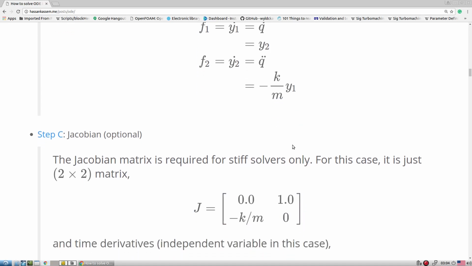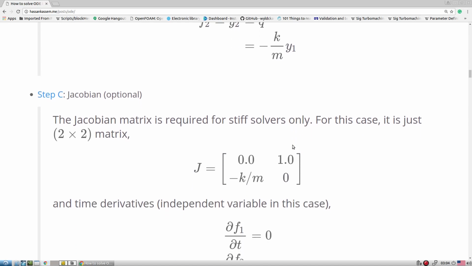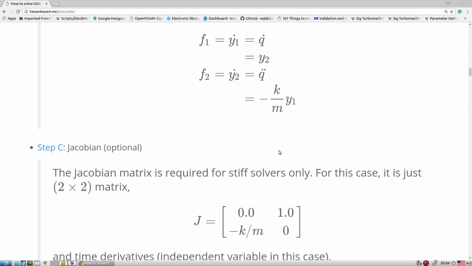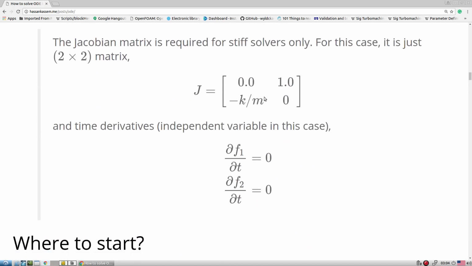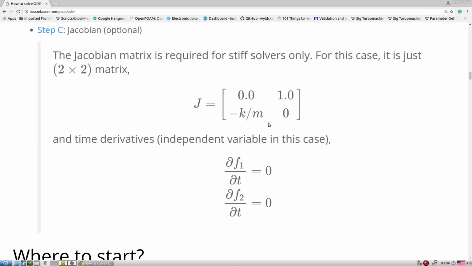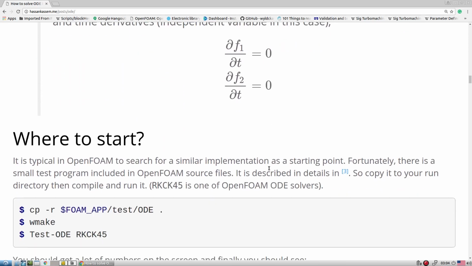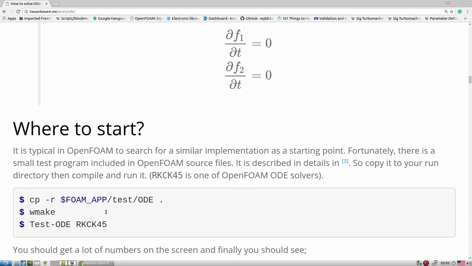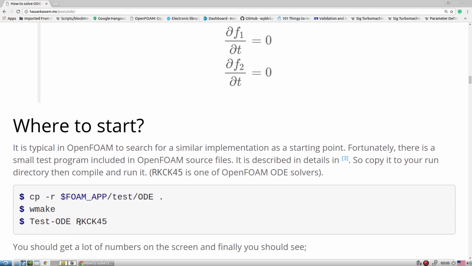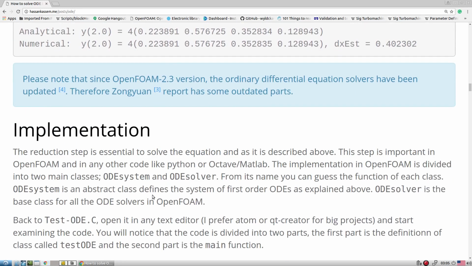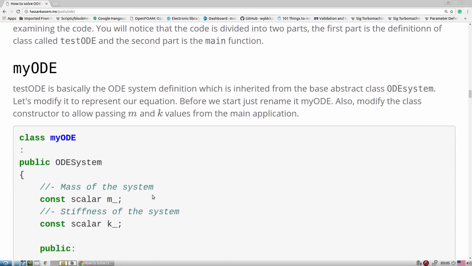Then with respect to the time derivatives, del f1 by dt, we don't have any time function, so this goes to 0. Del f2 by dt, no time derivative or independent variable, so it goes to 0. Now how are we going to start it? We add the test case, we have to compile it and then solve it. So that is the idea. Let's look at the implementation. So we constructed my ODE new class.